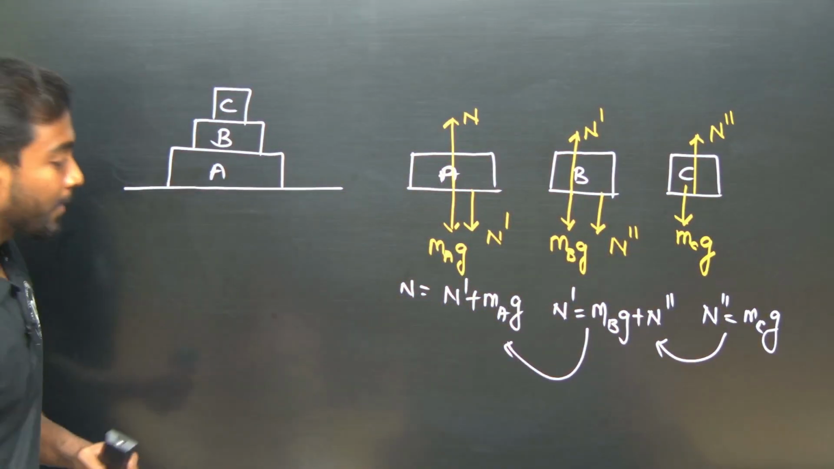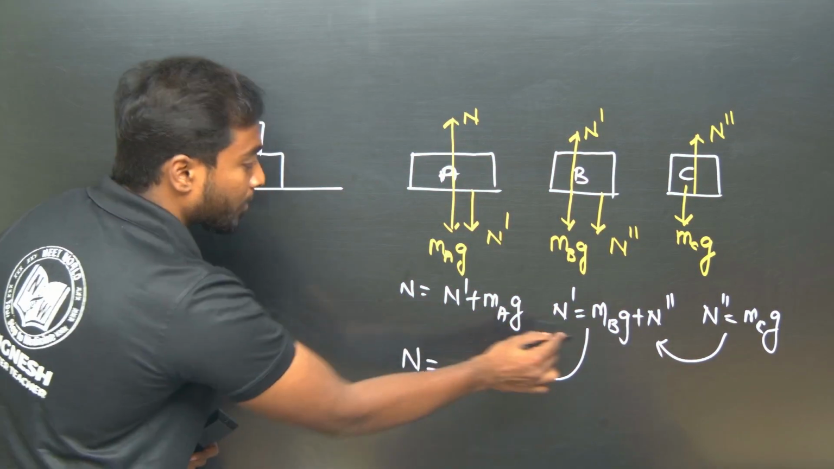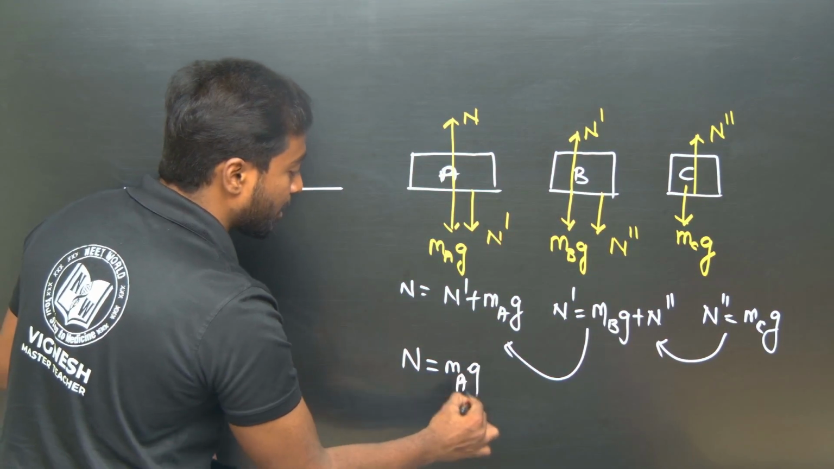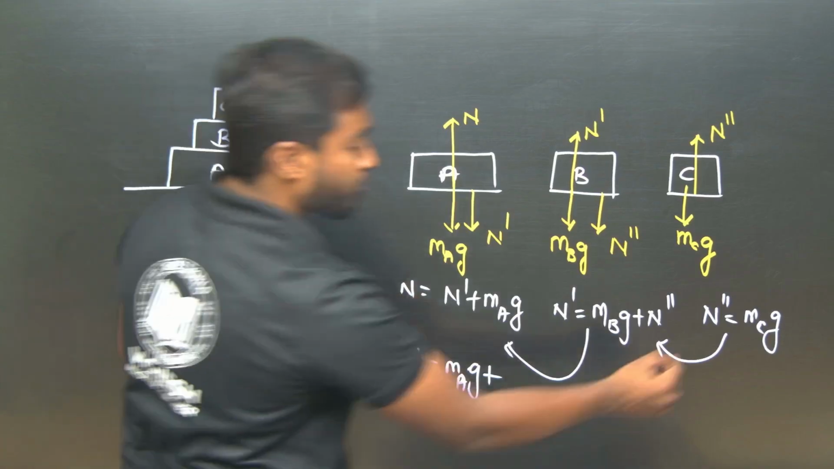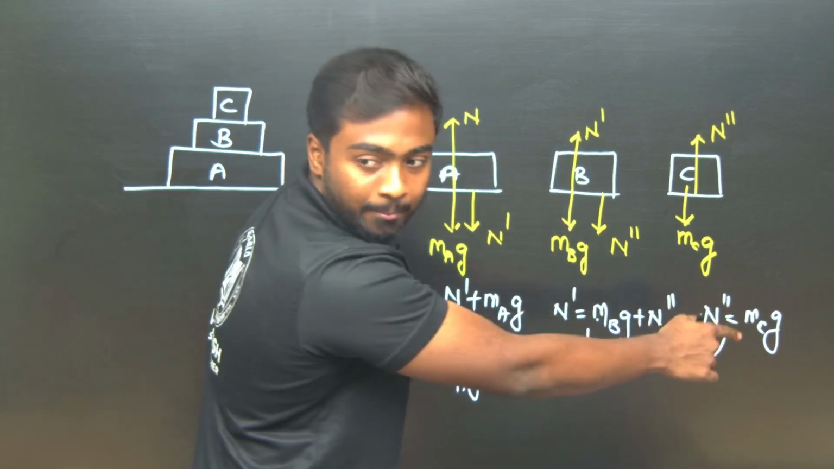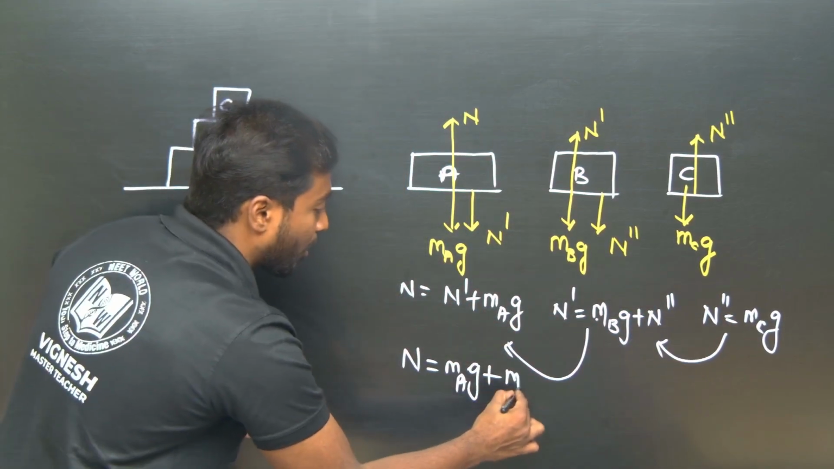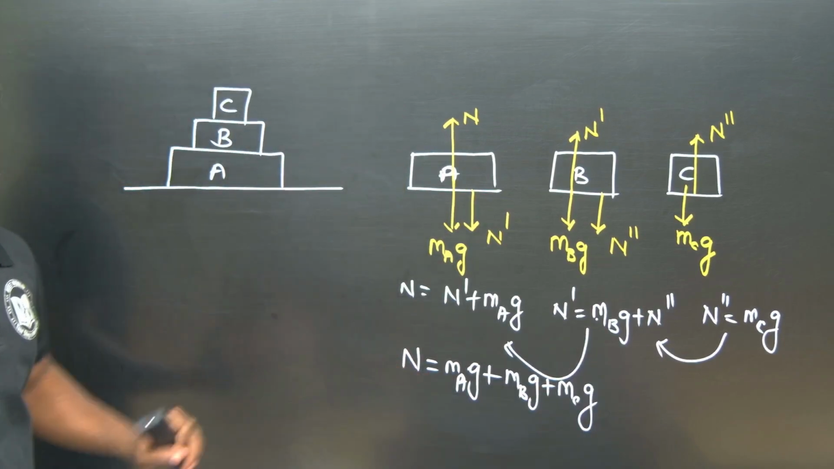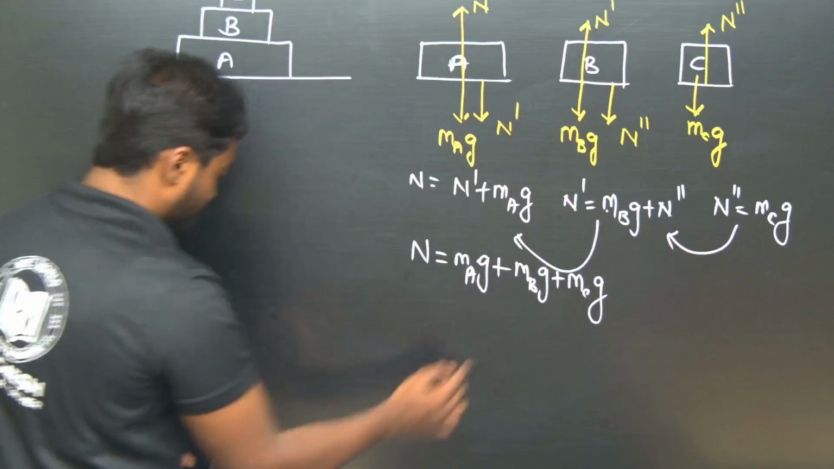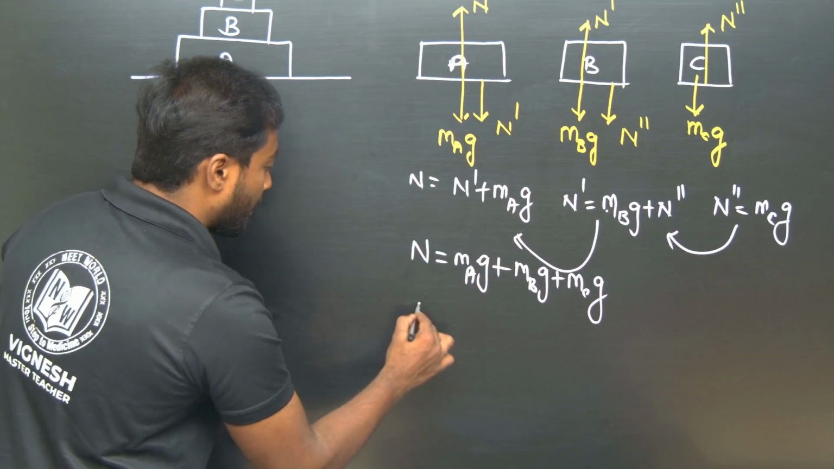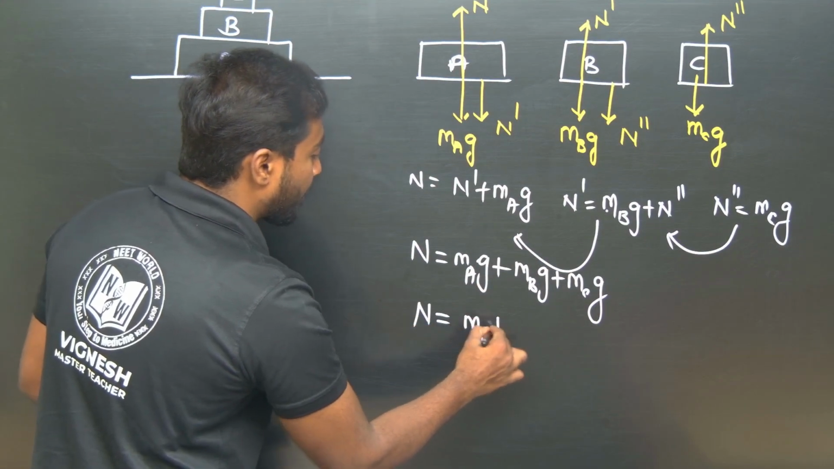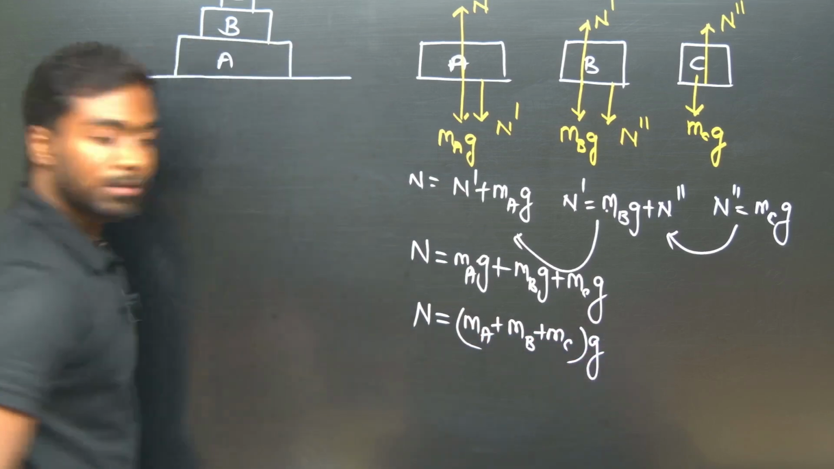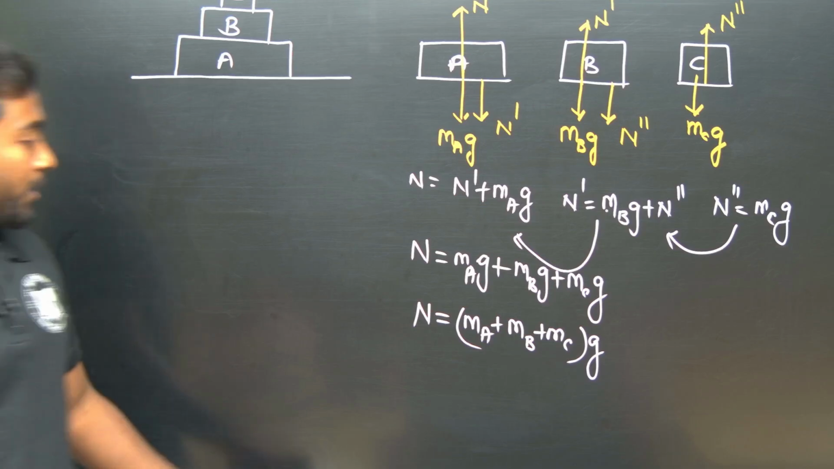N will be equal to, so M A G I will write as it is, mass of A into G plus, what is N dash now? N dash will become M B G plus M C G. So mass of block B into gravity plus mass of block C into gravity. What is the total equation now? The normal will be equal to mass of A plus mass of B plus mass of C into gravity, right? So any doubt over here now?